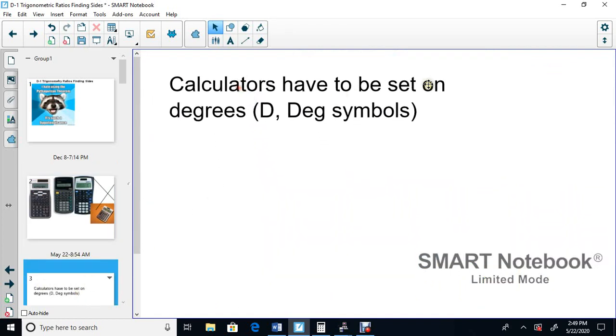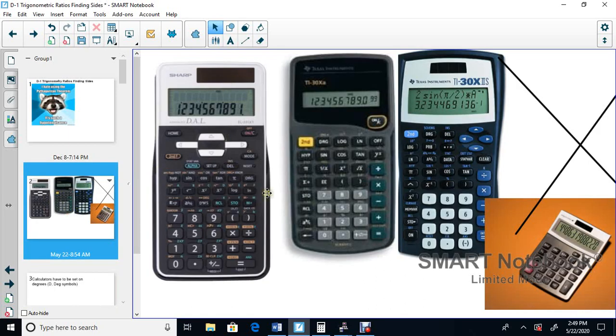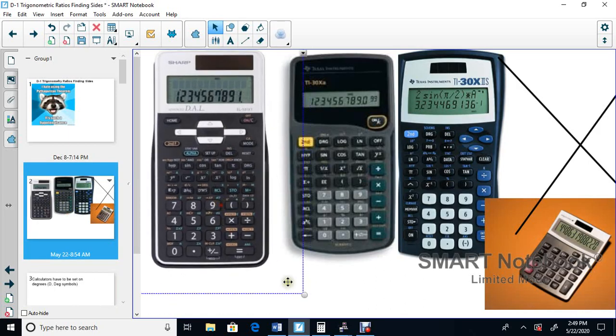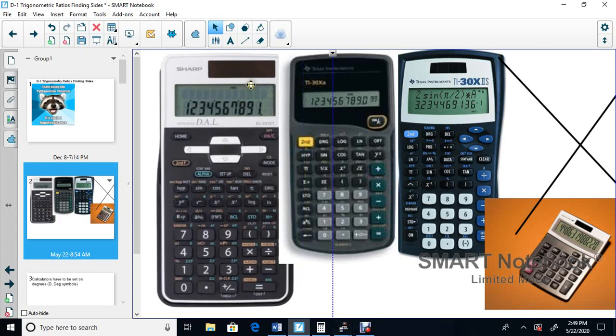Calculators have to be set on degrees. There has to be a D or a DEG symbol. What does that mean? Let's take a look at those calculators. Right up here, it has to say DEG. On this one here, DEG. And here, this one's at the bottom. This one's at rad, DEG.